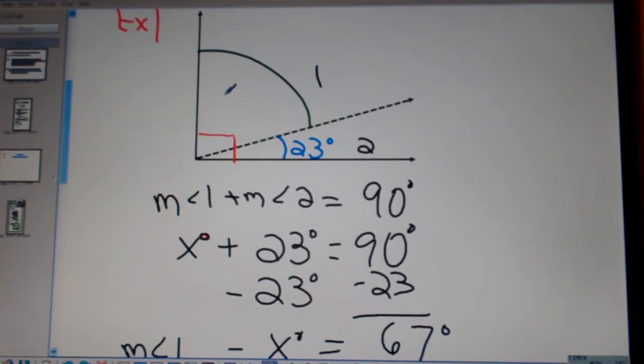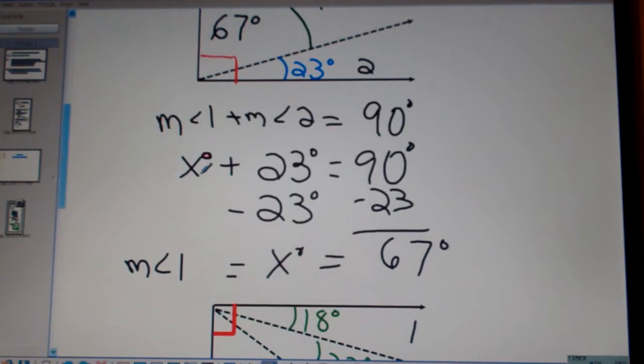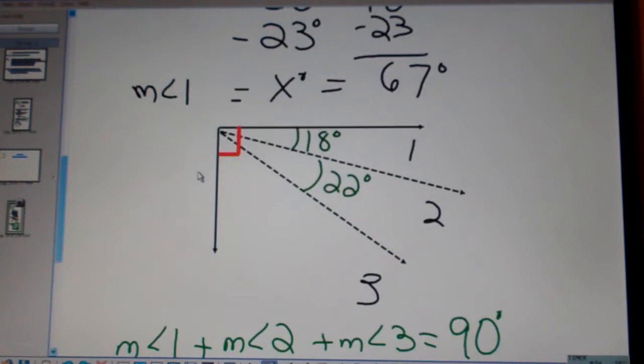I can come back here and write in 67 degrees because I've solved it algebraically. Angle 1 plus angle 2 is complementary, 90 degrees, and I know that because of the red box there. In this particular case, it happens to be a red box. Now, let's look at example number 2.